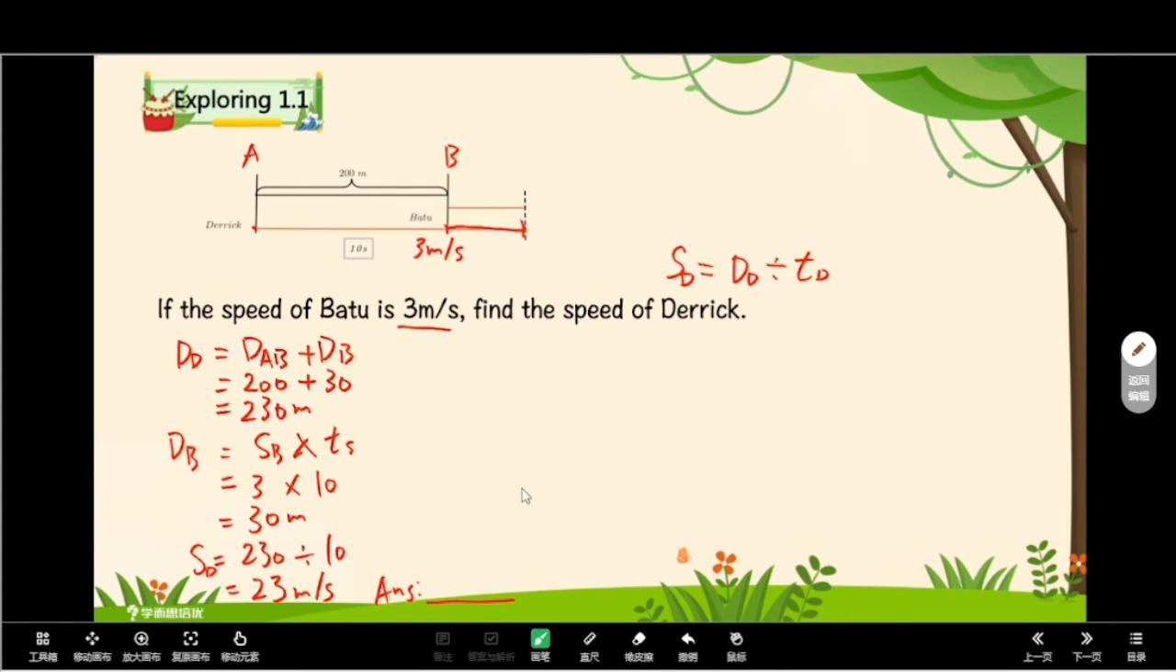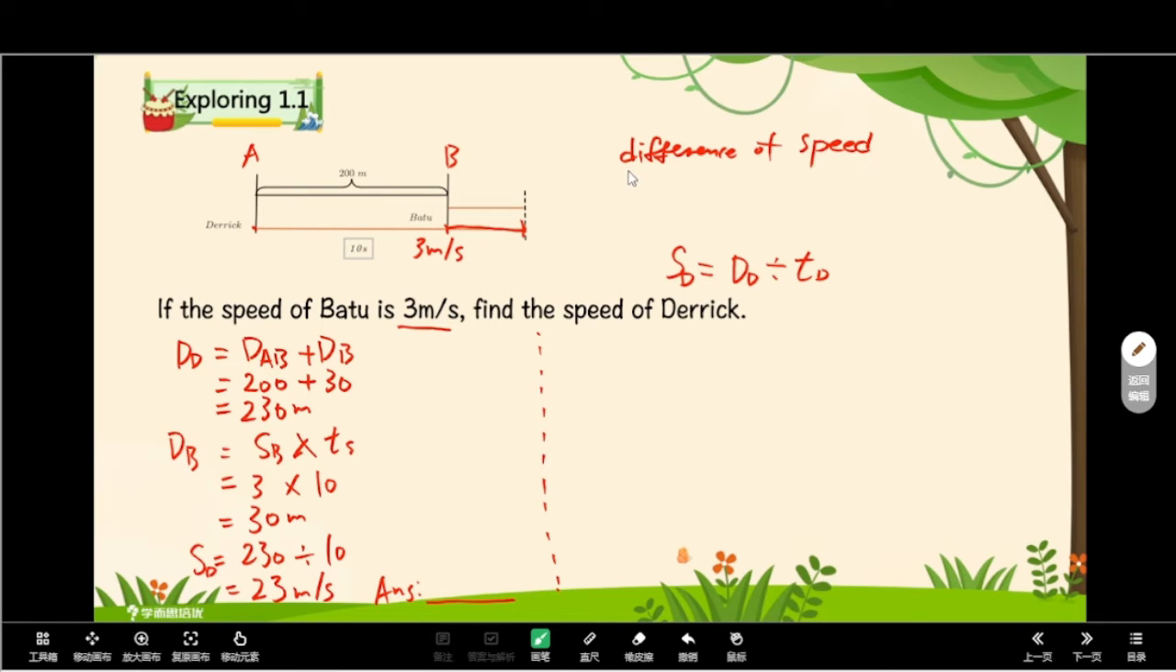But can you find that this method is a bit complicated? So let me teach you a new method, a simple one. We have already known from our previous section, we are always talking about the chasing problems. In the chasing problem, there is an important concept named the difference of speed. Remember this? Difference of speed.